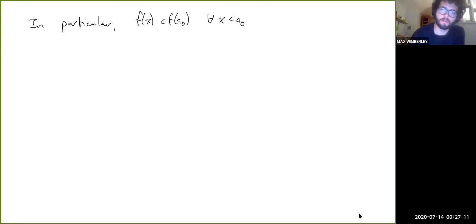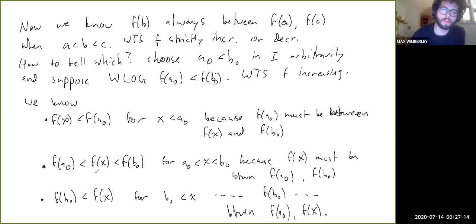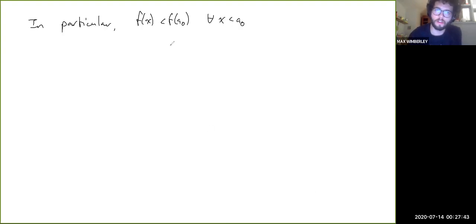That's the first one we listed over here. And then also f of a naught is less than f of x for x greater than a naught, because between these two cases, that's always true. Either x is between them, and then f of x is bigger than f of a naught, or x is bigger than b naught, in which case f of x is bigger than f of b naught, which in turn is bigger than f of a naught. So whenever x is bigger than a naught, f of x is bigger than f of a naught. So f of a naught is less than f of x for all x greater than a naught.